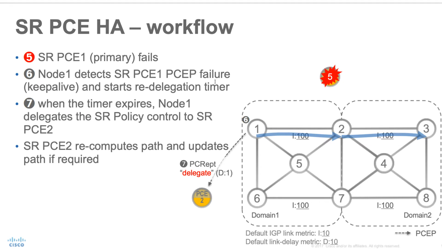So it sees a piece of failure. That means there is no keep alive between the PCC and PCE. And if you remember, we saw some of those keep alives by doing the detail command in the last episode. So it will go ahead and start the redelegation timer.